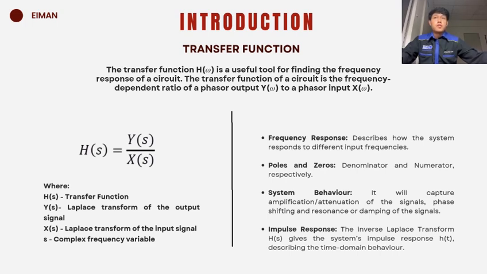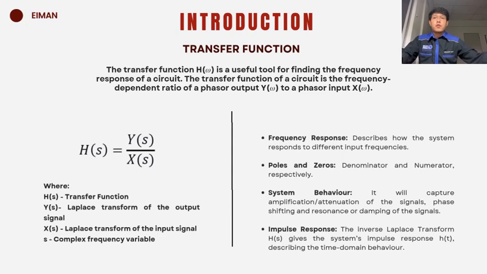On the left side of the slide, we can see the standard form of a transfer function. H(s) equals Y(s) divided by X(s), where s is a complex frequency variable, Y(s) is the Laplace transform of the output and X(s) is the Laplace transform of the input. Now on the right side, we highlight the key roles of the transfer function.